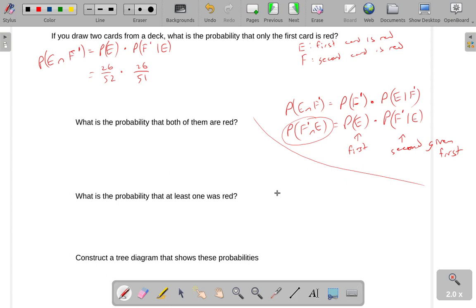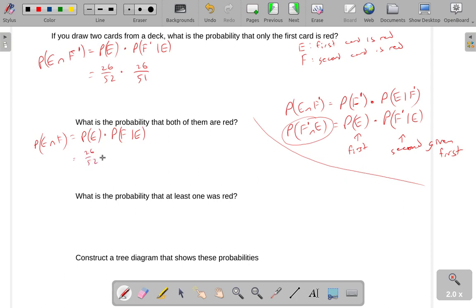In any case, what is the probability that both of them are red? Fortunately, I've already defined these events in such a way that these follow-up questions are pretty easy. The probability that both of them are red is the probability of E intersect F, and, well, the probability of the first event times the probability of the second event given the first event. So we're saying we get 26 out of 52.